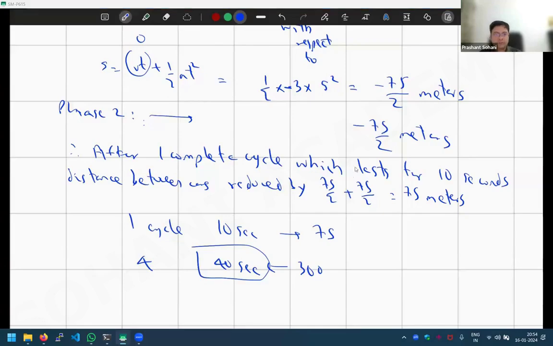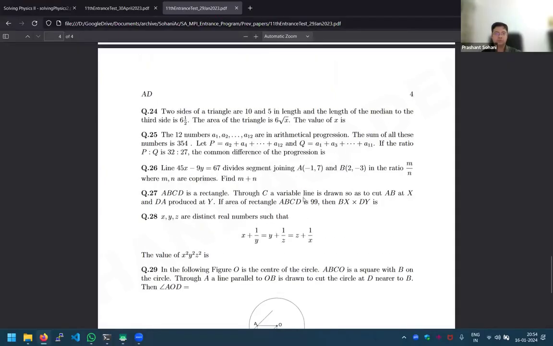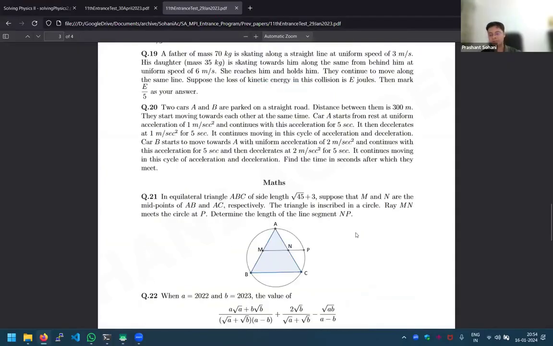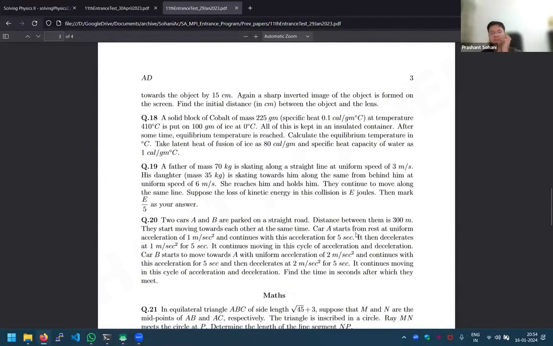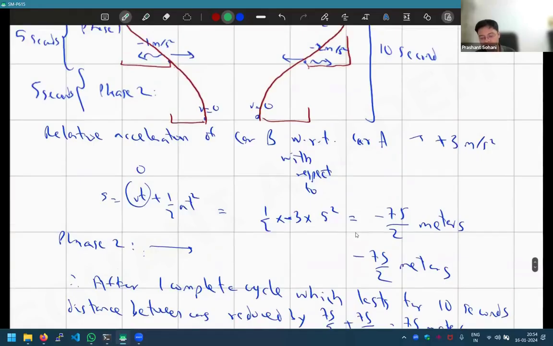Okay, let me just check the answer. Question 20. Yes, 40. Okay. So understand that this is to some extent a challenging question because there is a lot of physics. You can do this question with calculation also, but if you know the physics concept, it will make your calculation that much easier. So there are two or three important concepts that we use here.